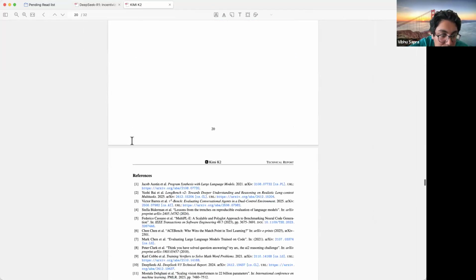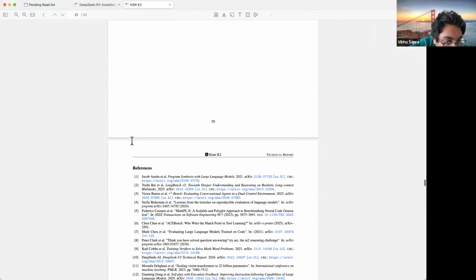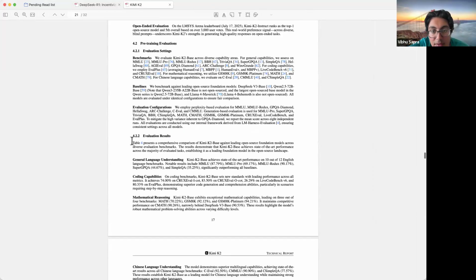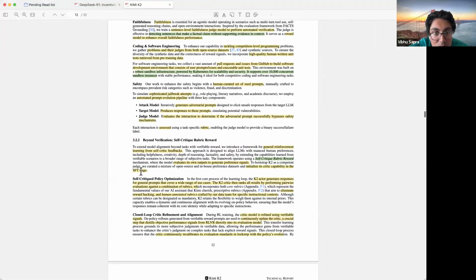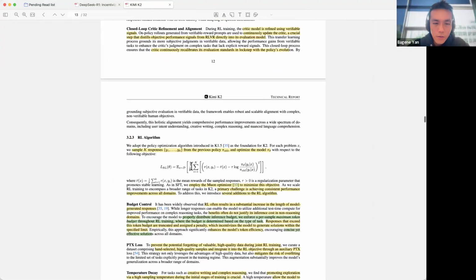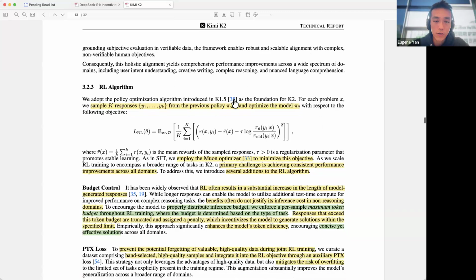Sorry. Anyone familiar with the RL formula? What RL variant is it based on? Let me check. I thought I knew this. I think they said it's based on Kimi K1.5. I haven't had a chance to go through that.